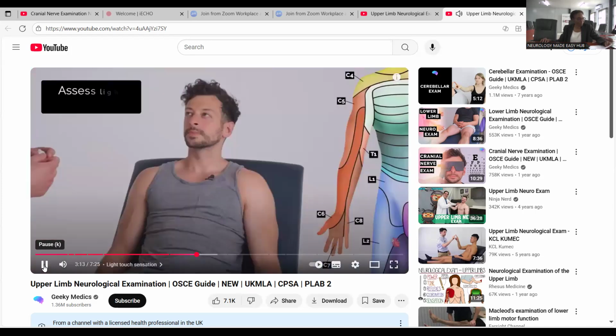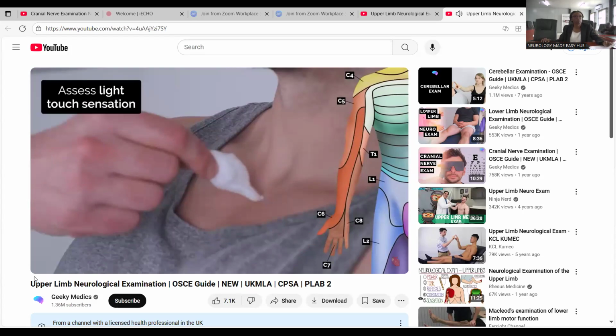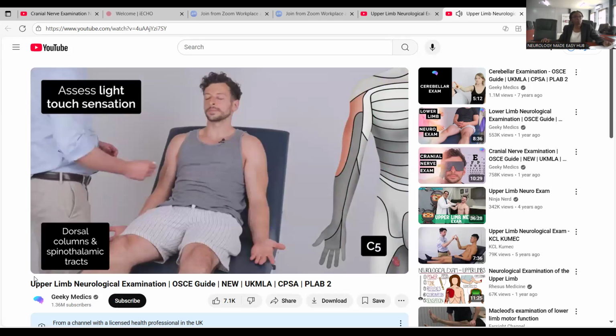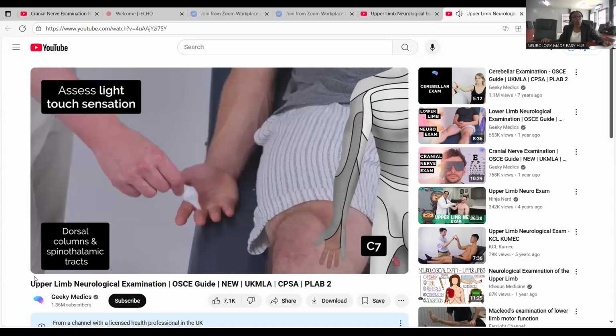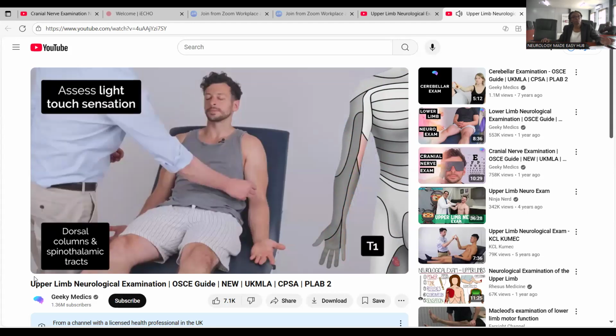So I'm going to test your sensation now with this cotton wisp. It's going to feel like this. I want you to close your eyes and just say yes when you can feel it. Yes. Yes. Was that the same on both sides? Yeah. Good. The same test is repeated at several sites on the arms, and the patient confirms it feels the same on both sides each time.